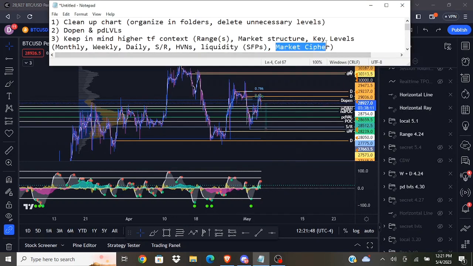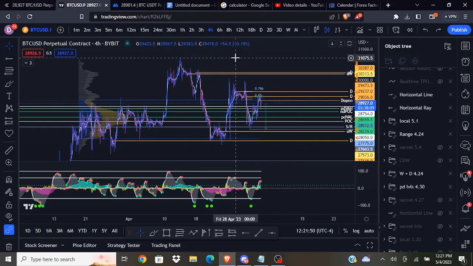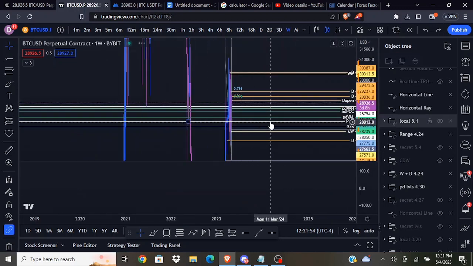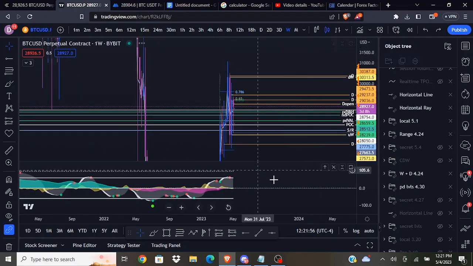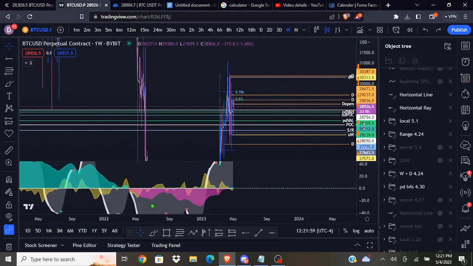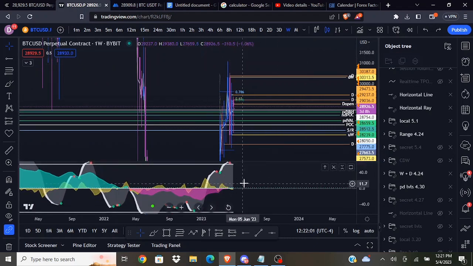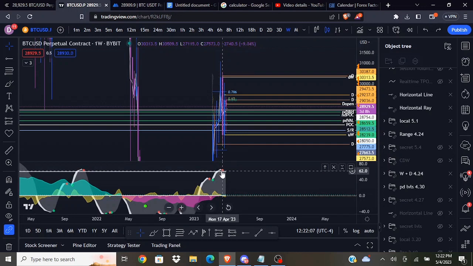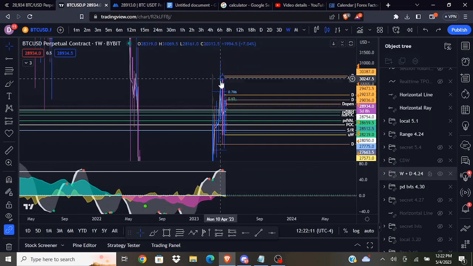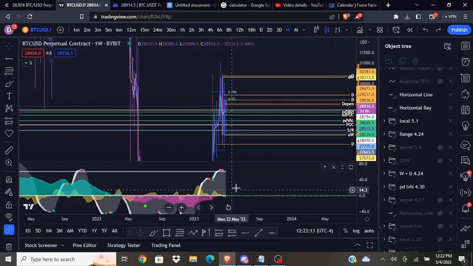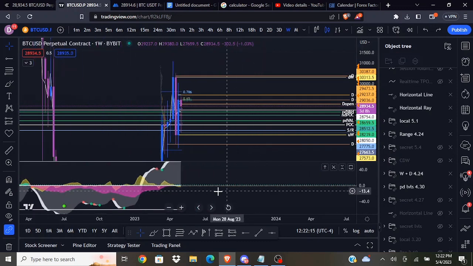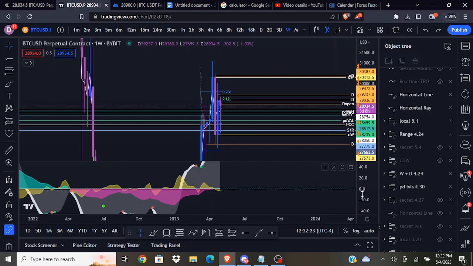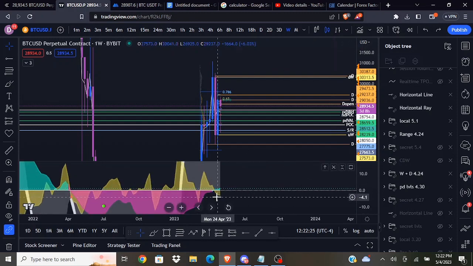And also looking at Market Cipher to give you higher term context. That's just something I do. I like to run through the higher time frames and see what's going on. For example, the weekly money flow just crossed into the green. Momentum is above the 60 line. We did print a red dot up here showing somewhat of a local top, but with the money flow crossing into the green and this VWAP, I was going to say it's not pointing to the downside, but right now it is.